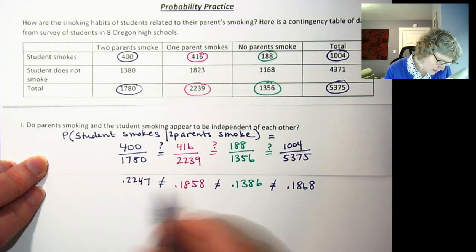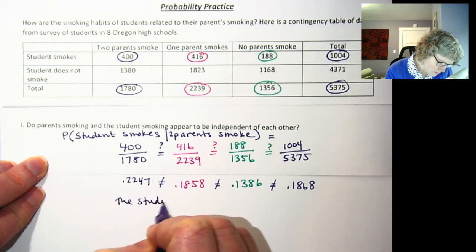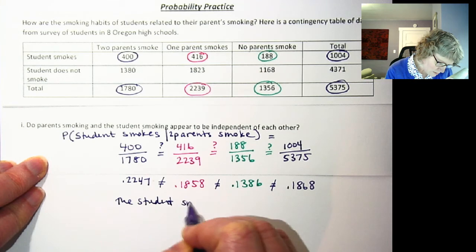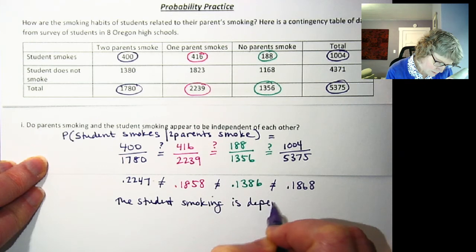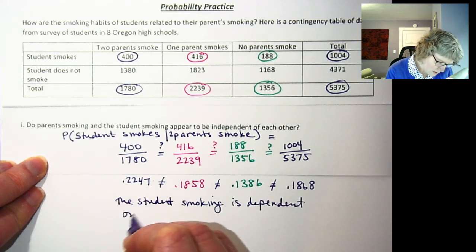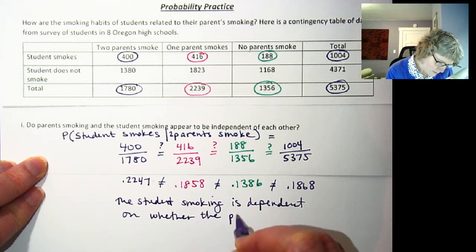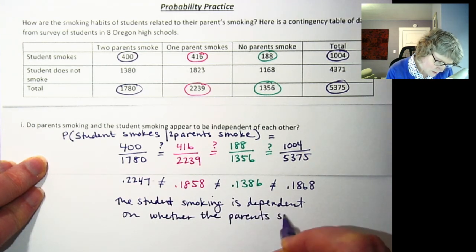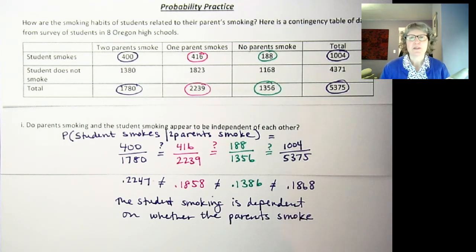So I would say the student smoking is dependent on whether parents smoke. And when we say dependent, we're saying there's a relationship. You have to be a little bit careful with causation, but we're saying they're not independent of each other. The parent smoking does appear to affect whether students smoke.